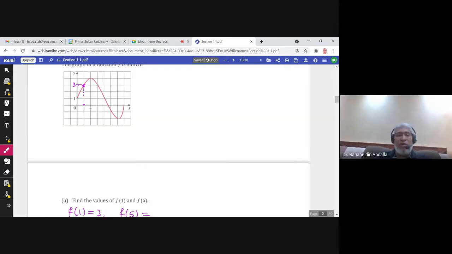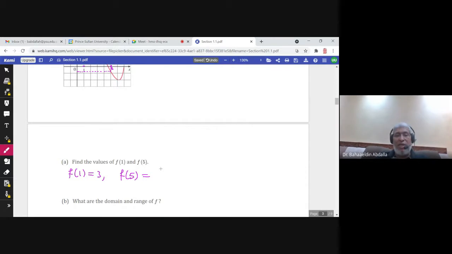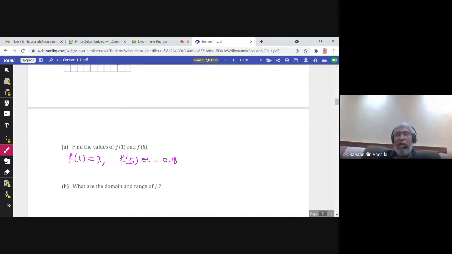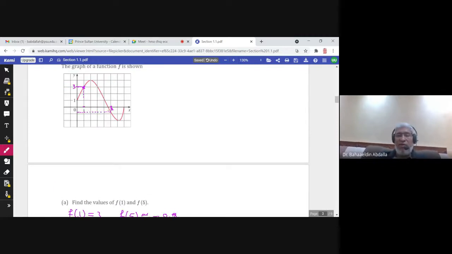Similarly, we can find f of 5. Where is 5? This is 1, 2, 3, 4, 5. So this is 5. What is f of 5? I go up, there is no graph, so I go down. Here, this is f of 5. It is not -1, it is less than -1. So we can say that f of 5 is approximately -0.8 or -0.9. So that's f of 5. So we can find f of any value in the domain of the function.